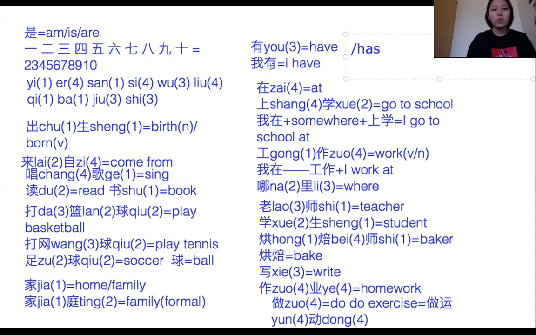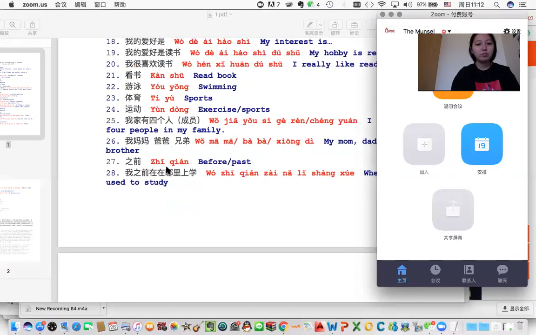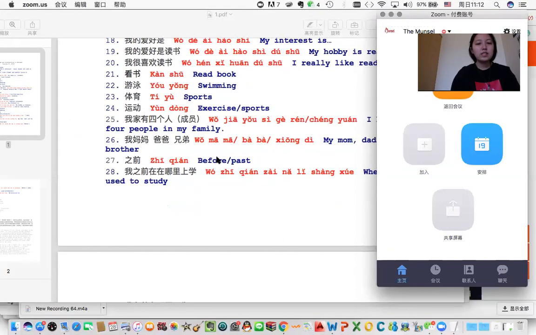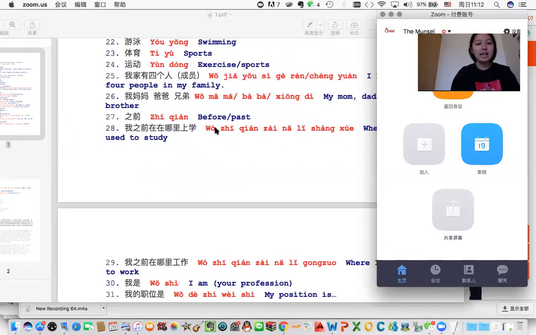So 我有 is I have. Also, 之前 is before. 我之前在哪里上学？ It's where I used to study.